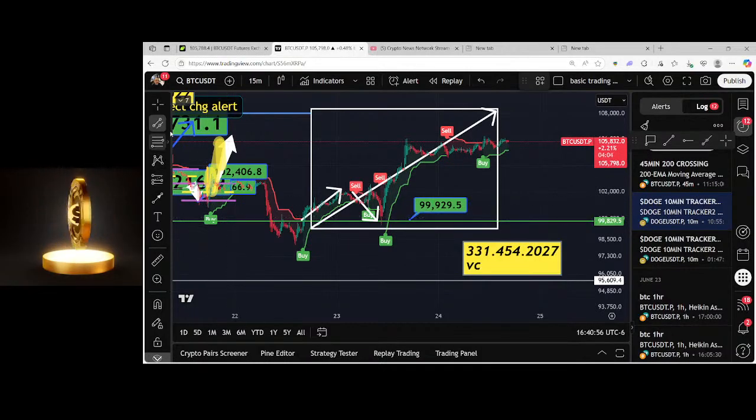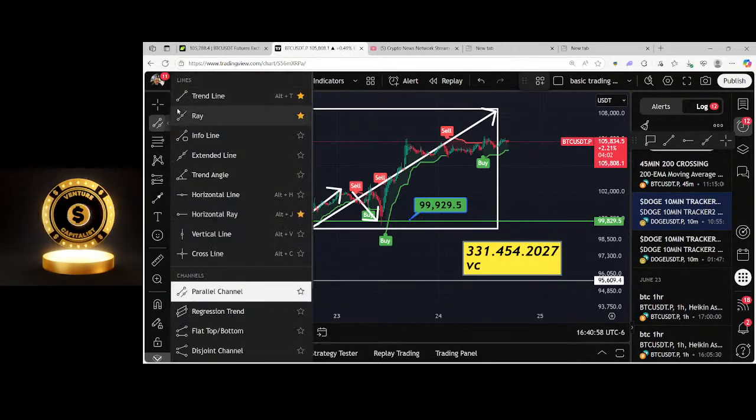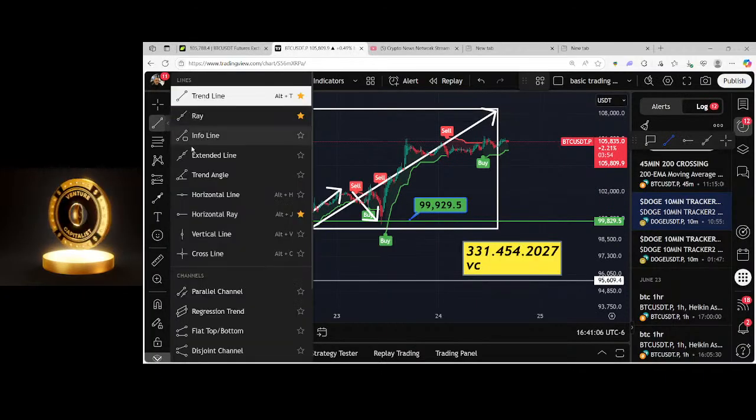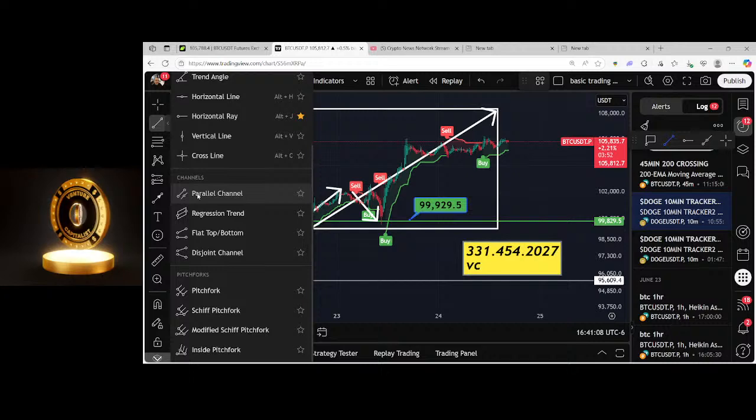So you go over here. They're going to be on your trend lines. At the bottom of your trend line, there's a parallel channel. So this just swaps the trend line to a parallel channel. Scroll down right here, click it.